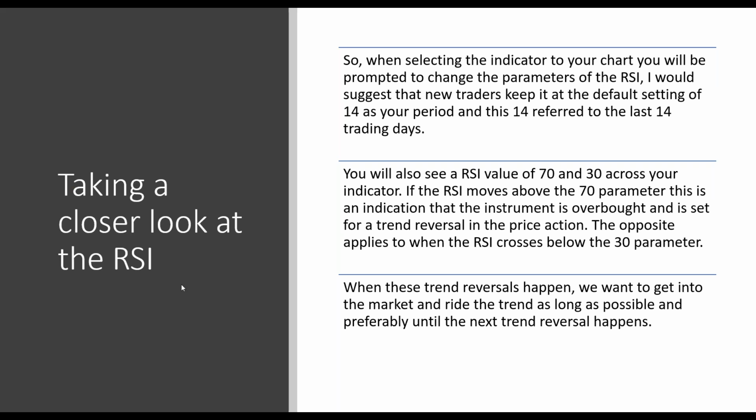So when adding the indicator to your charts, you will be prompted to change the parameters on the RSI. I would suggest that new traders keep it at the default setting of 14 as your period, and this 14 refers to the last 14 trading periods. You can also use RSI values of 70 and 30, which we've been discussing. I advise everybody, stay with the 70, 30, stay with the 14 period.